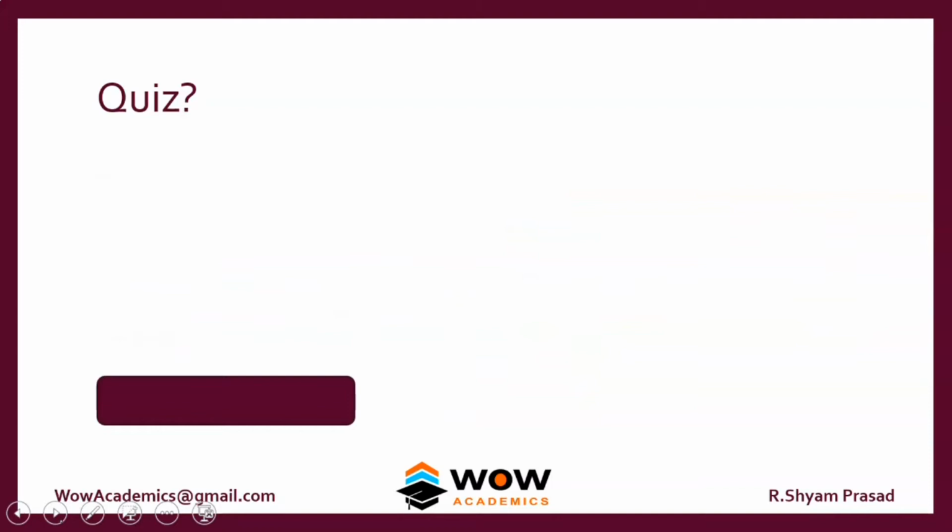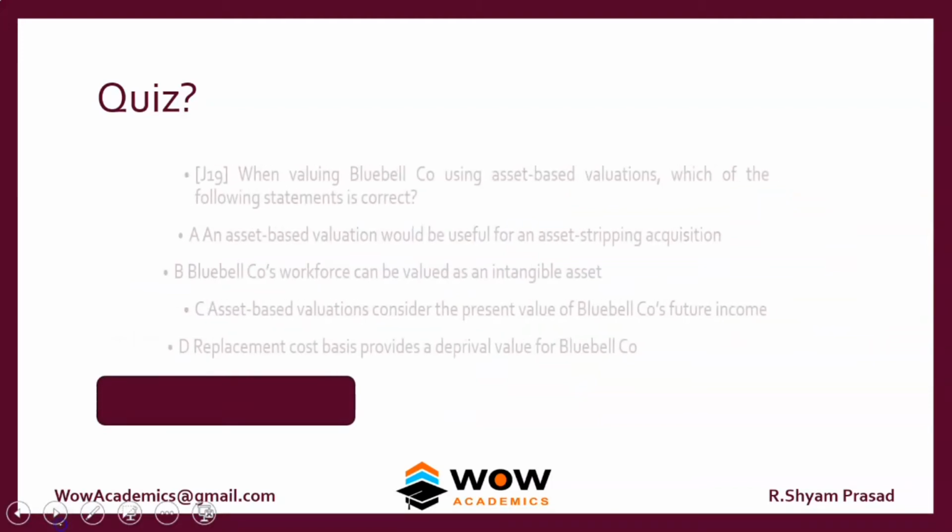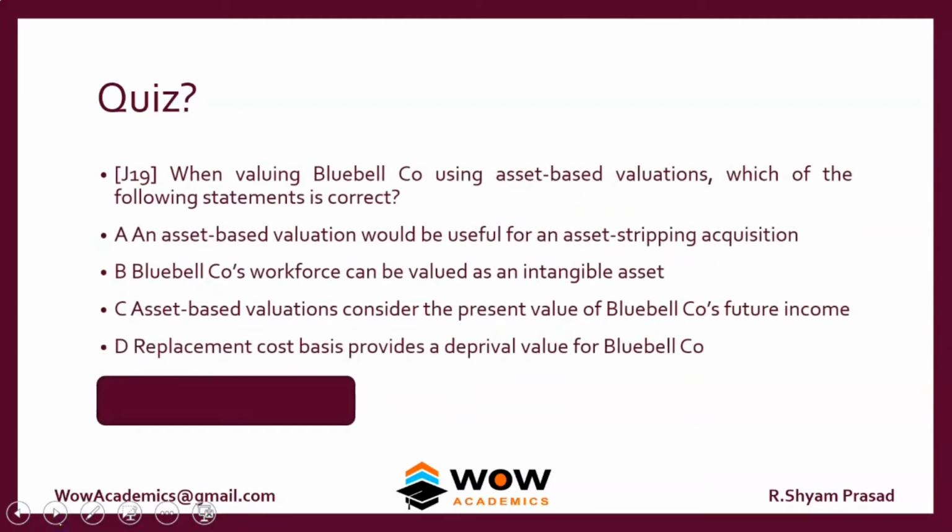So we have another question. When valuing Bluebell Co. using asset-based valuation, which of the following statements is correct? An asset-based valuation would be useful for an asset stripping acquisition. Yes, we saw the exact word earlier. Bluebell's workforce can be valued as an intangible. Workforce can never be valued, and in the NAV method, it can never be valued at all. So B is wrong.